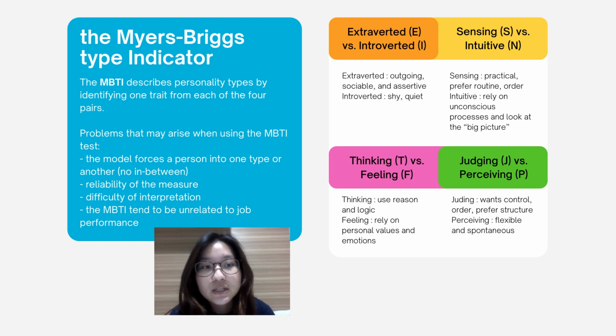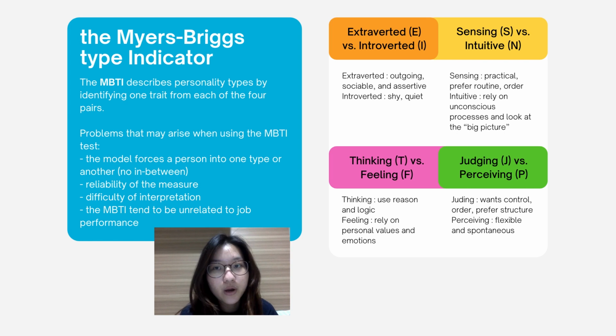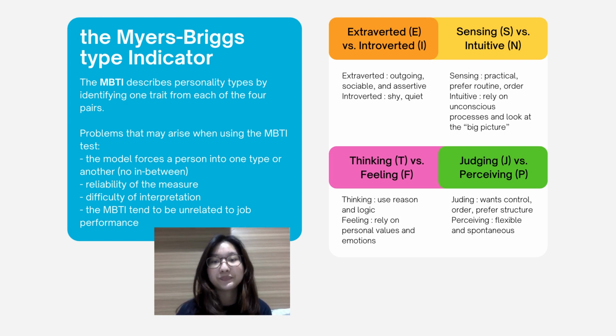And then the last one is judging and perceiving, where people with judging usually want control, order, and prefer structure, whereas perceiving people usually are more flexible and spontaneous.